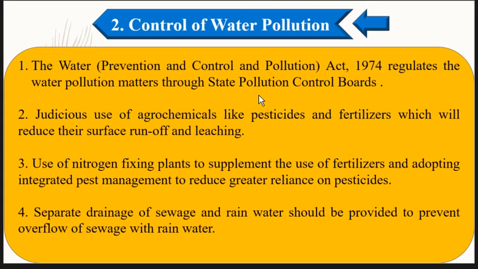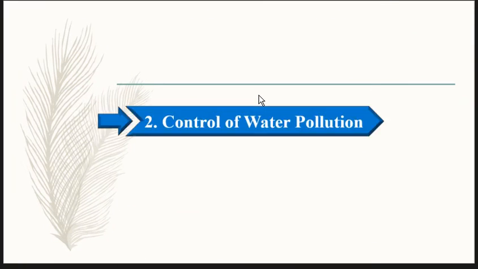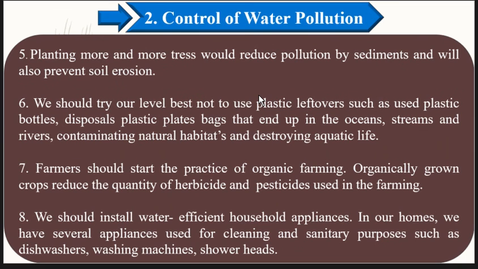Next remedy for control of water pollution is planting more and more trees, which would reduce pollution by sediments and also prevent soil erosion. Next, we should try our level best not to use plastic leftovers such as used plastic bottles, disposables, plastic plates and bags that end up in the ocean, streams and rivers, contaminating natural habitats and destroying aquatic life.